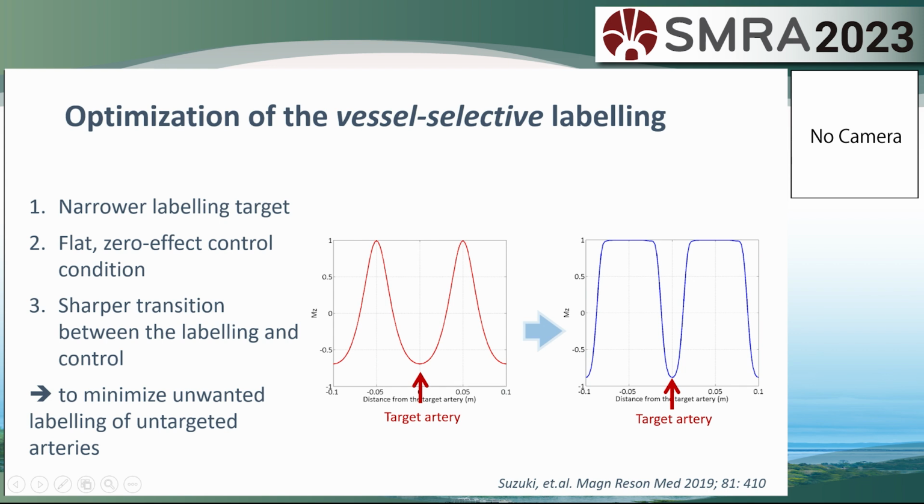So it may sound a little complicated, but once the optimization is done, the planning of the vasoselective labeling in Picasso will be more reliable.